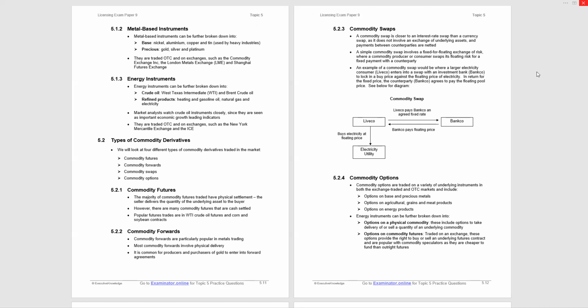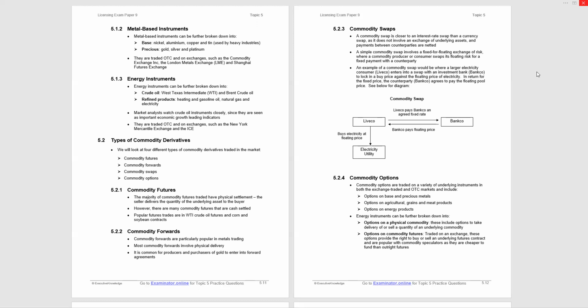And then the third category, energy instruments, include crude oil and refined products. 2 categories of crude oil: West Texas Intermediate, WTI, and Brent crude. The refined products include heating oil, gasoline, natural gas, and electricity. And we're told the analysts watch crude oil instruments closely as they're seen as important economic indicators. They're traded over the counter and on exchange, the exchanges being New York Mercantile and ICE, Intercontinental Exchange.